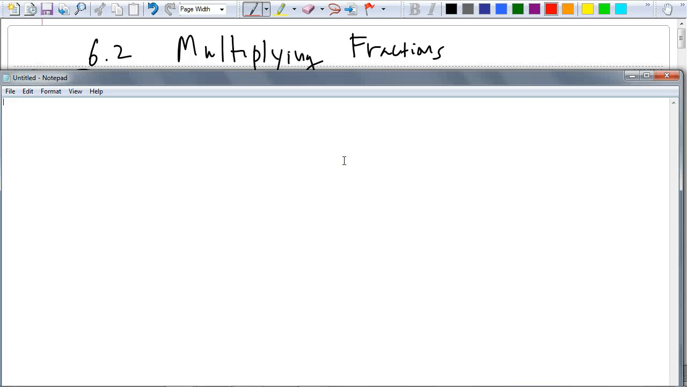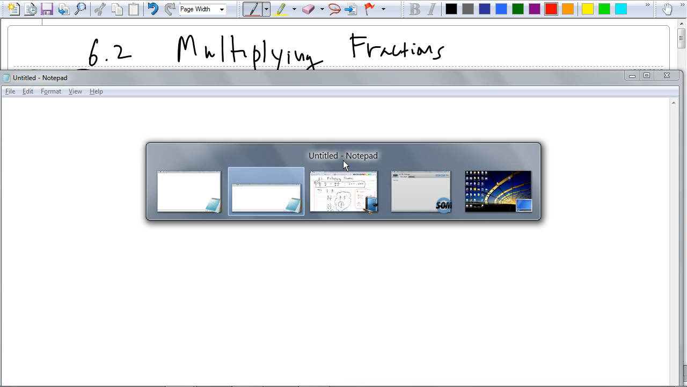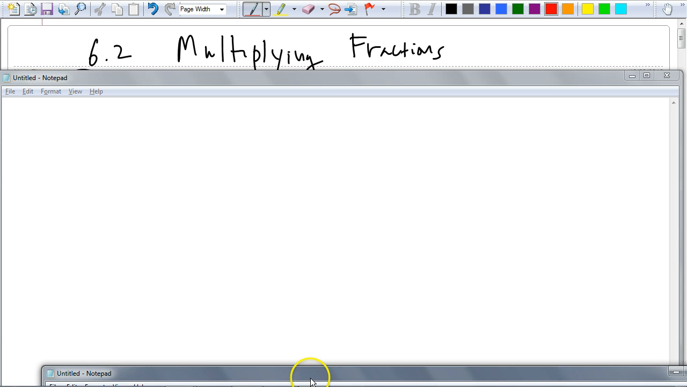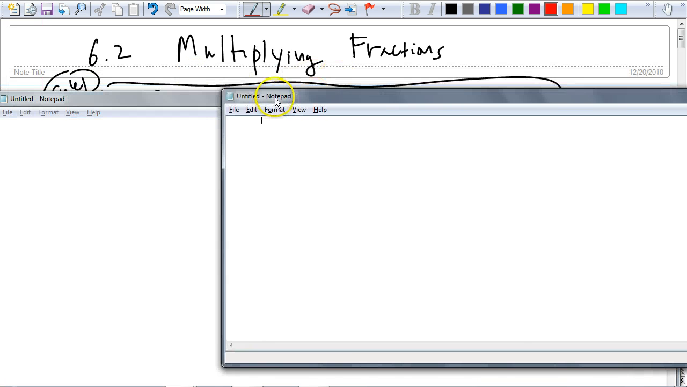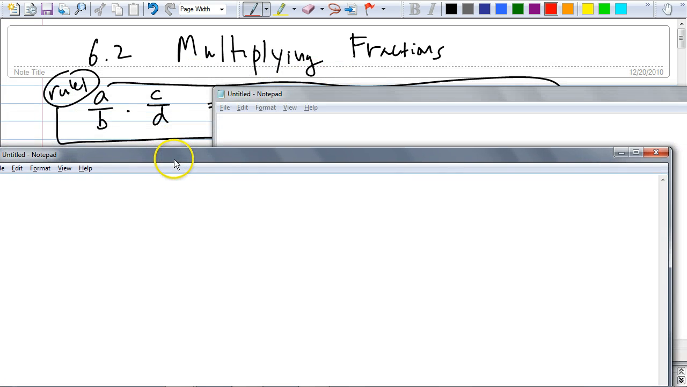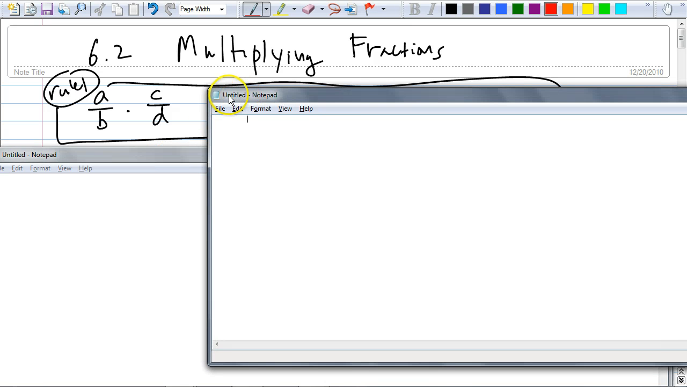Alright, today we're going to talk about multiplying fractions. It's going to be similar to what we did last time. So before we do an example, let's take a look at one fact here. You all know how to multiply fractions, don't you? So here's our first rule for the day.